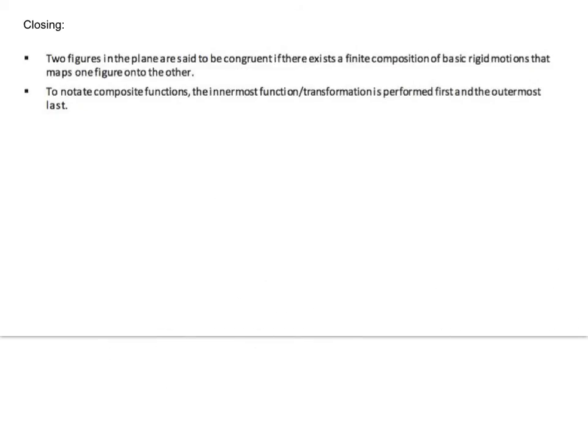Okay, in closing, this is what we learned today. Two figures in the plane are said to be congruent if there exists a finite composition of basic rigid motions that maps one figure onto another. To notate composition functions, the innermost function transformation is performed first and the outermost last. Good work today.